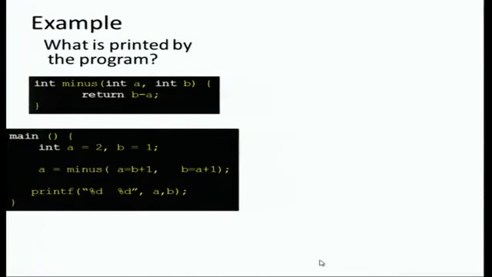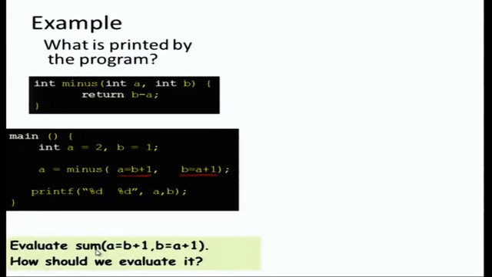When you have side effects, you should be careful. For example, what will happen in the following program? You have a function int minus int a int b and it returns b minus a. Now, in this program, main calls the minus function with two expressions as arguments, a equal to b plus 1 and b equal to a plus 1. They are expressions with side effects because once you evaluate these arguments, you know that the variable a will change in the first expression and the variable b will change in the second expression. So, what will happen in this program?